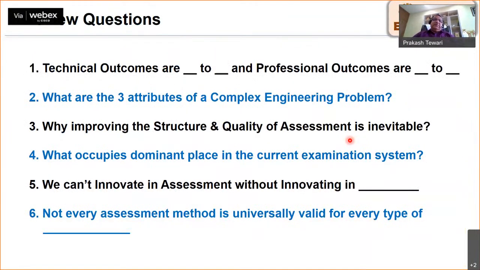So again, a small quiz in order to break the monotony. Very simple questions. Technical outcomes are from this number to this number. You can type in the chat window. And professional outcomes are from this number to this number. So 1 to 5 are technical outcomes. Many participants are typing 1 to 5. 6 to 12 are professional outcomes.